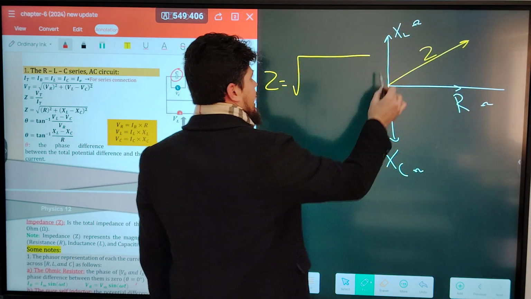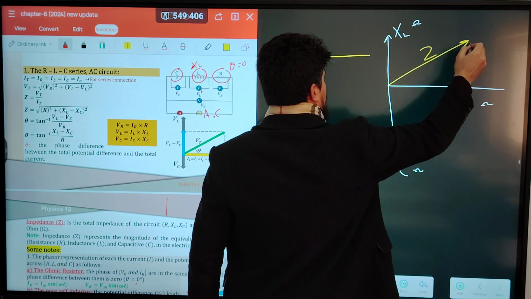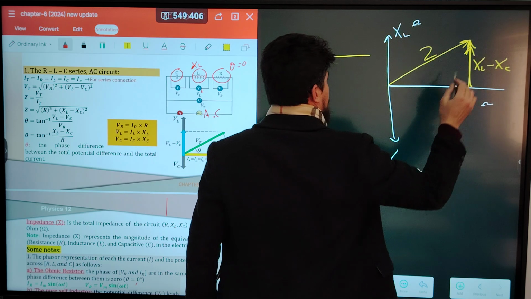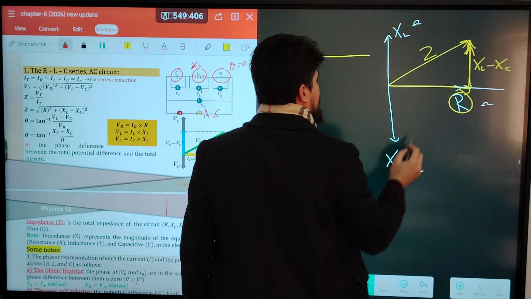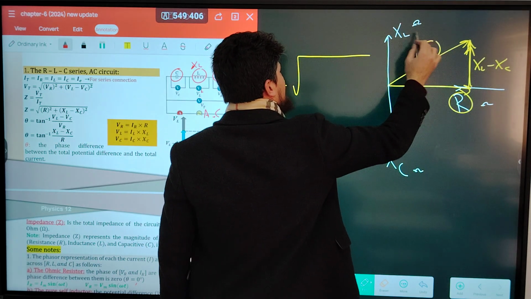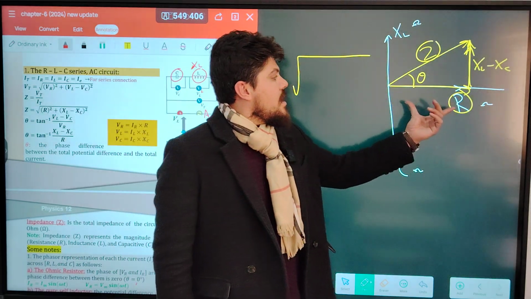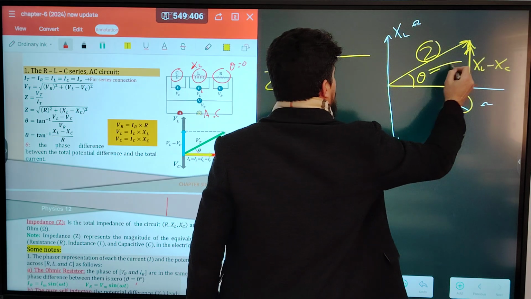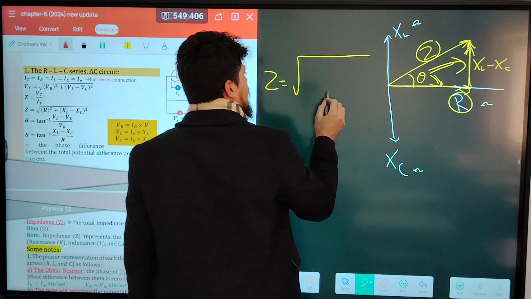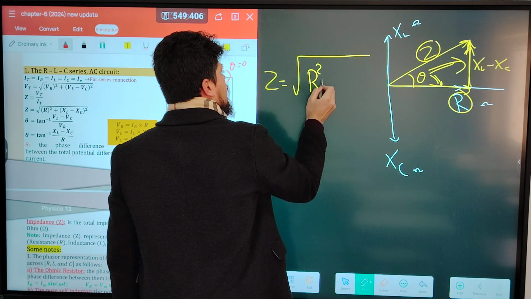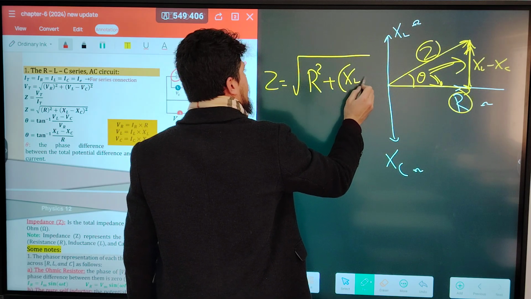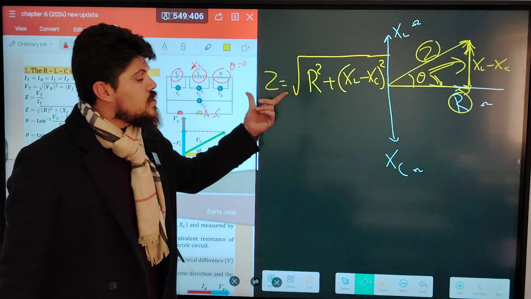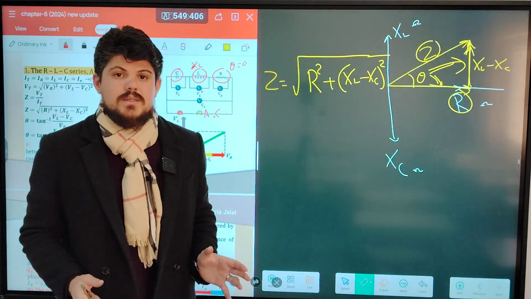According to Pythagorean theorem, XL minus XC is located here. What is this? This is XL minus XC. And in adjacent we have R. Hypotenuse is equal to what? Adjacent square plus opposite square. This is opposite of the angle, and this is the adjacent of the angle. Adjacent square plus XL minus XC square. Guys, in this way you can determine the total impedance.